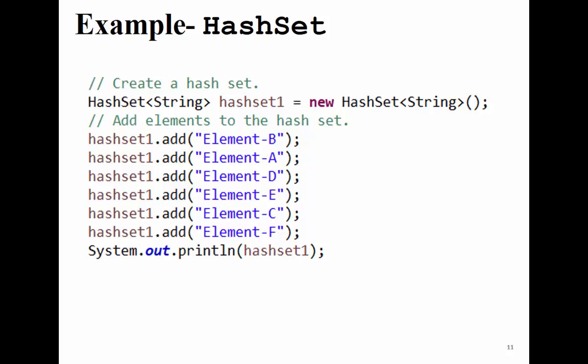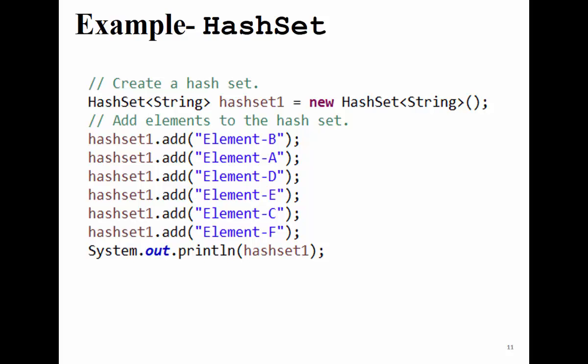Now, this is an example of how to use the HashSet. Simply, I asked to create a HashSet of String. I use the generic constructor. I construct an empty HashSet. I start adding elements P, A, D, E, C, and F. You see the order of insertion. Then I ask to print it out. Do you think now they will be printed in the same order I inserted?